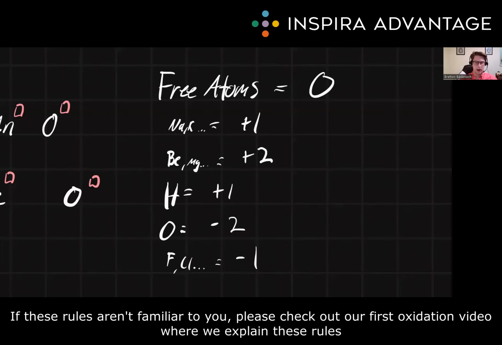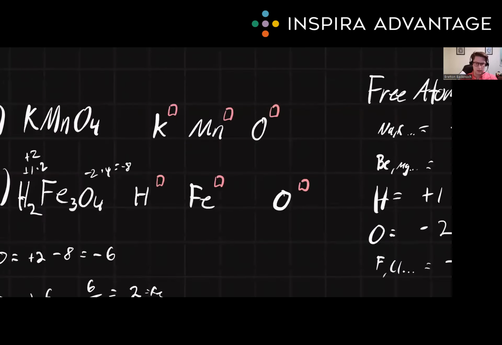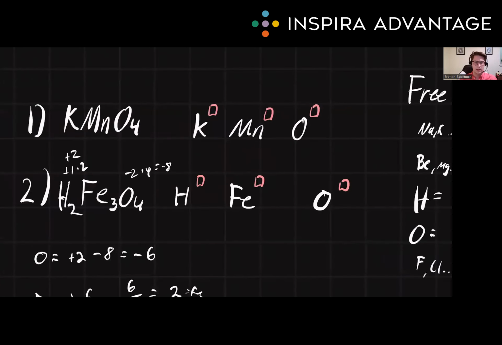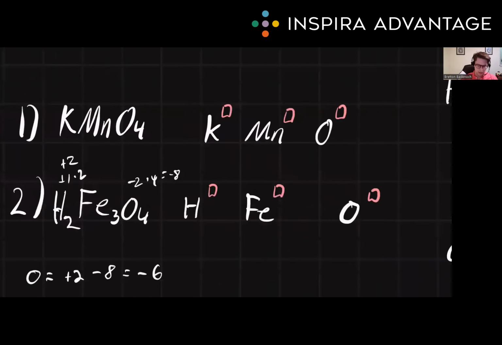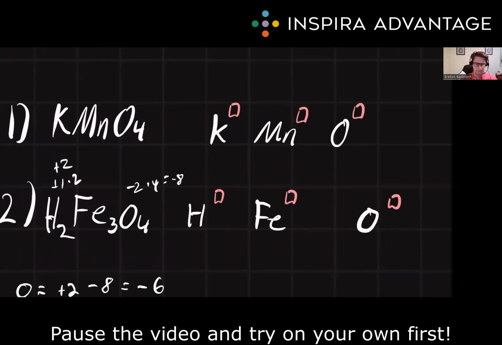Now, let's move on to some practice. What I want you to try and practice is filling in these little red squares with the oxidation state that these individual atoms possess in the compounds to the left. Now, take a moment, pause, and try to work on through the first problem.